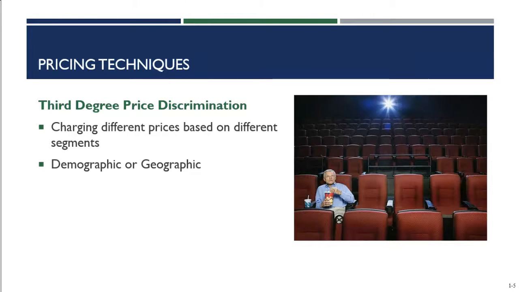It's legal, zone pricing is legal, but some people do consider it to be an unethical pricing practice because it does offer different prices to different people based on a demographic or geographic identifier.